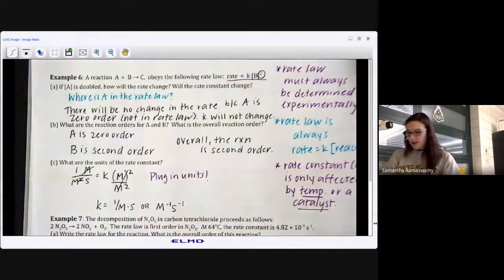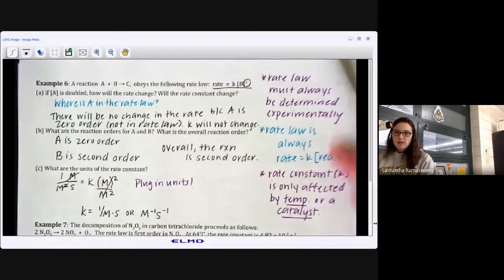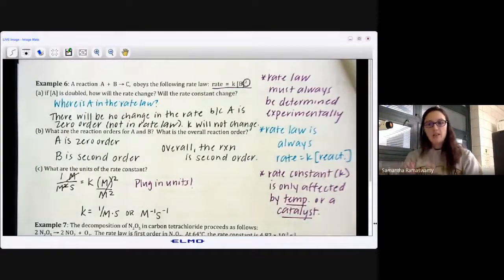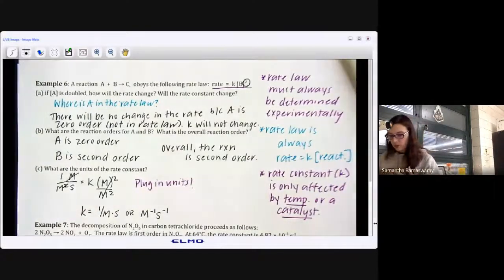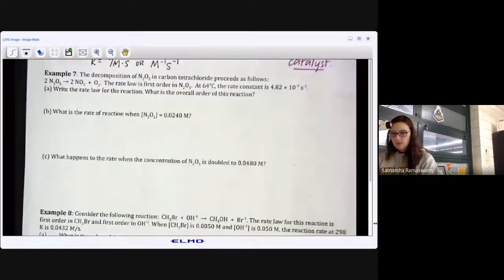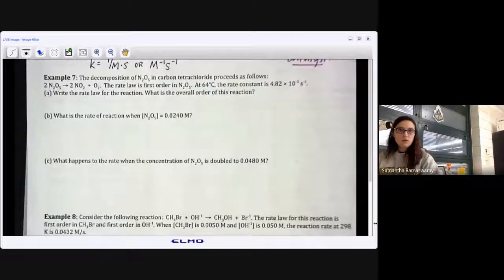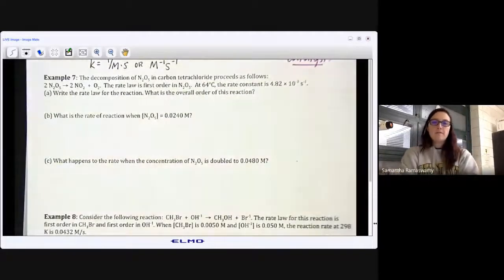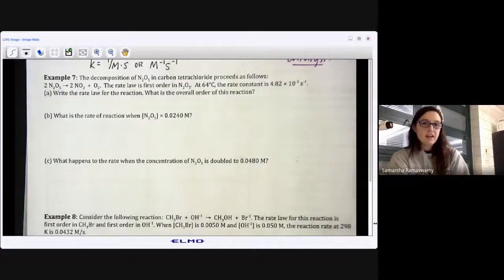Okay, so again, I know I'm writing a lot of stuff over here. This is usually what I add onto the board as we're going through examples as well. So I just want to make sure that everything is here for us as we're going through examples. So for number 7, example 7 says the decomposition of N2O5 proceeds as follows. All right, so they're giving us that balanced equation again.